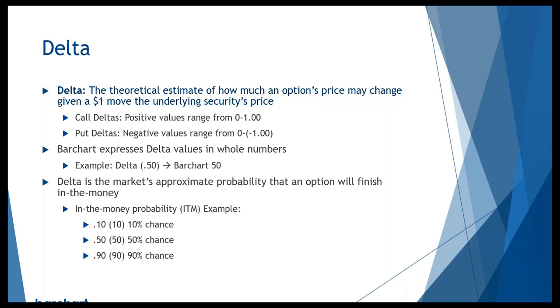But we can also think about this on the other side of the coin, where if I have a 10 delta, then I have a 90% chance that it won't finish in the money. Or if I have a 90 delta, then I have a 10% chance that it won't finish in the money. So this will also help us in some of our strategy concepts. All right. Time has an effect on deltas, right?